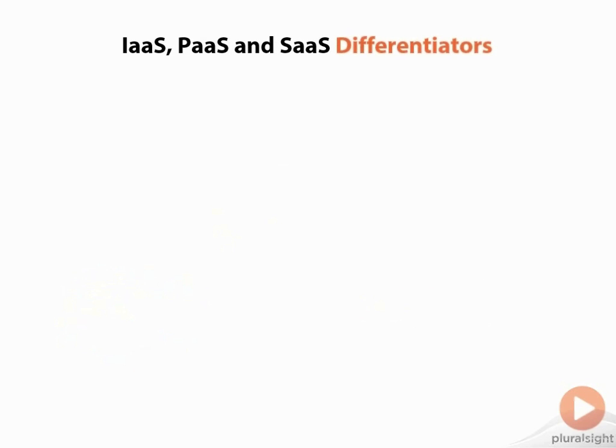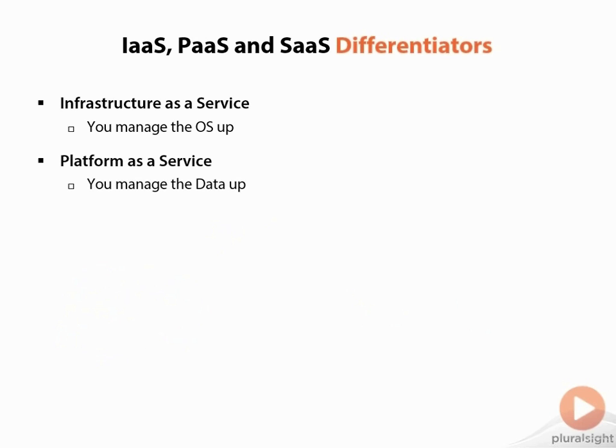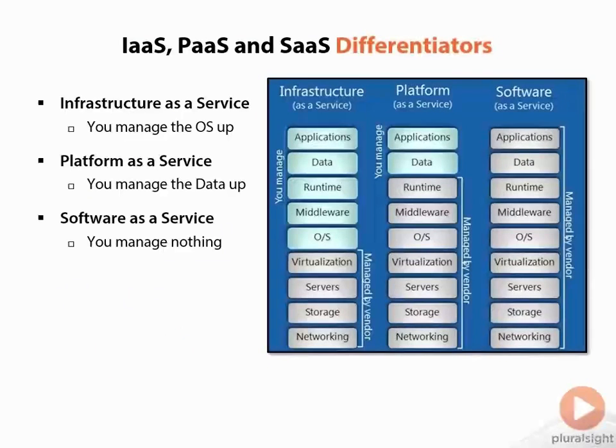All right, so if we look at the differentiators with these different groups of services, with IaaS, we manage from the OS layer up. From platform, we manage from the data layer up. And then with software as a service, we basically manage nothing. All right, so here's just a graphic that kind of shows where these things fall.